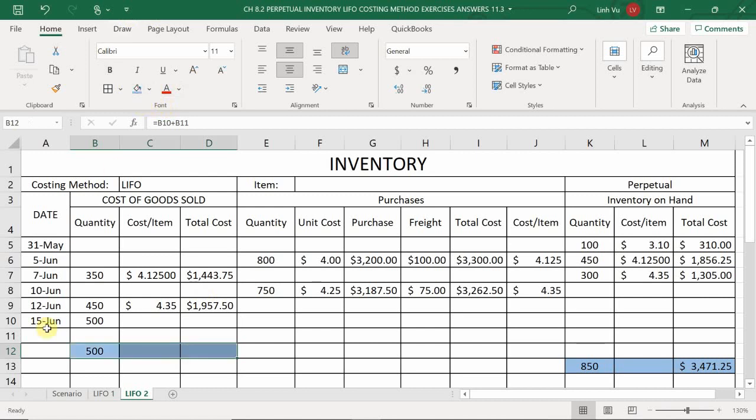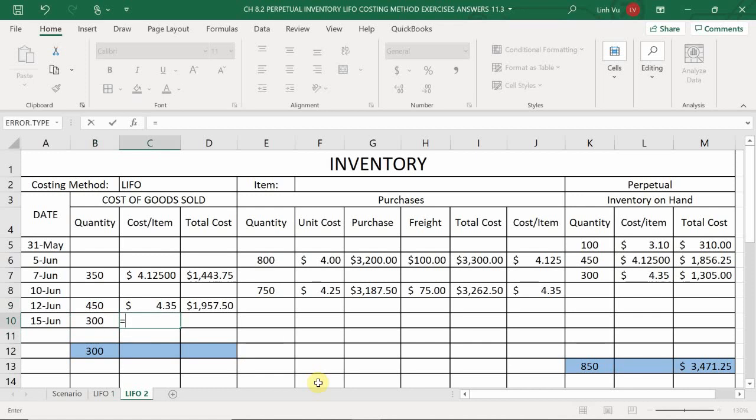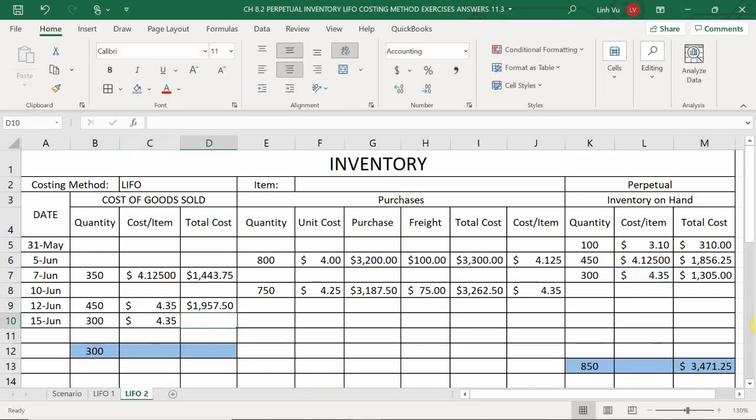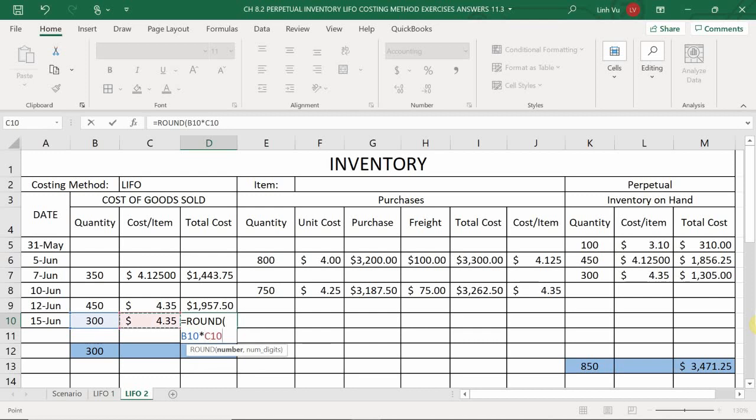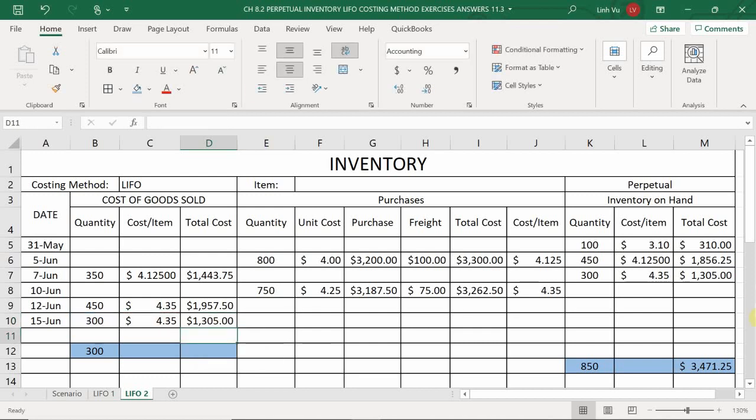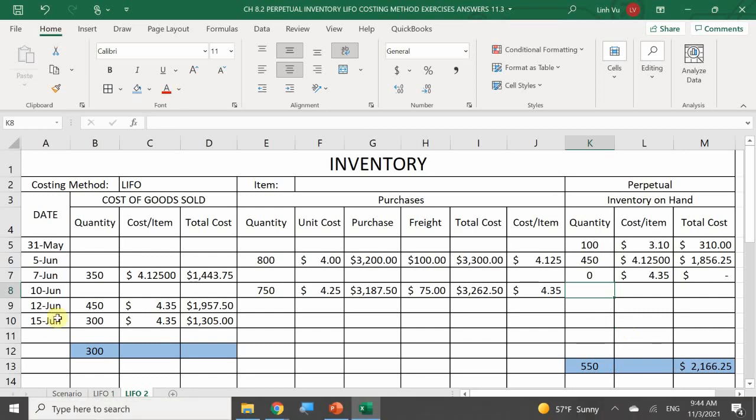So for the first one, I know I'm going to take out all 300, because I'm going to eliminate the entire batch. I know for a fact that this entire batch is equal to $1305. So therefore, I can go ahead and eliminate this entire batch right here. Now, which batch of inventory am I going to be taking out from next?